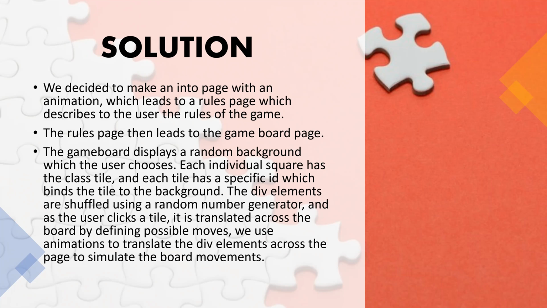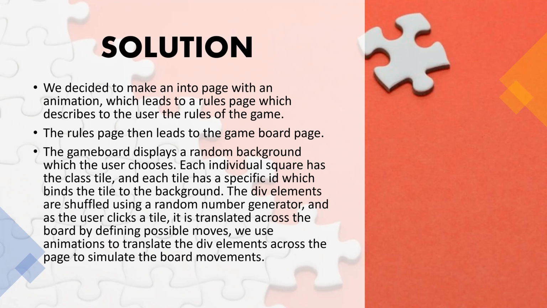Each individual square in the game board is bound to the class tile, and the class tile has 16 different IDs, and this binds the tile element to a part of the background so that you can shuffle the different background. The div elements are shuffled using a random number generator, and as the user clicks a tile, we use animations to translate the specific tile across the board by defining the possible moves. We use the animations to translate the div elements across the page to simulate the board movements.